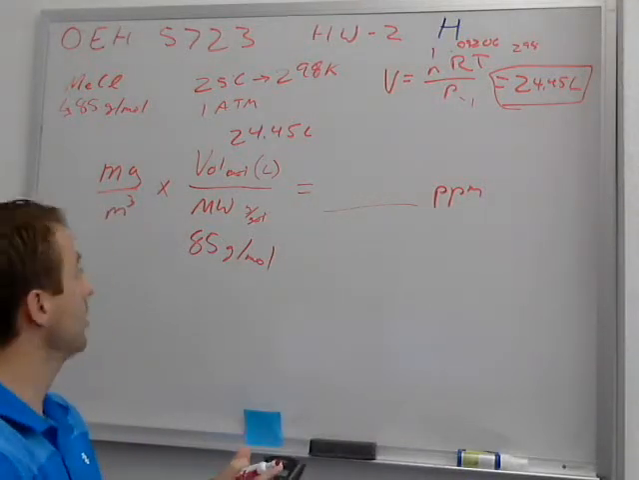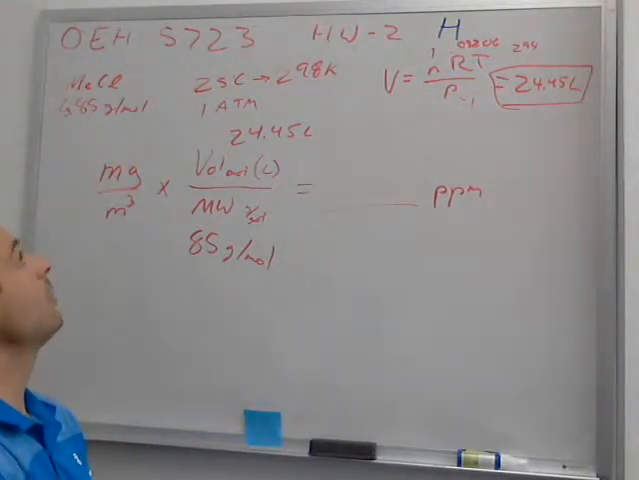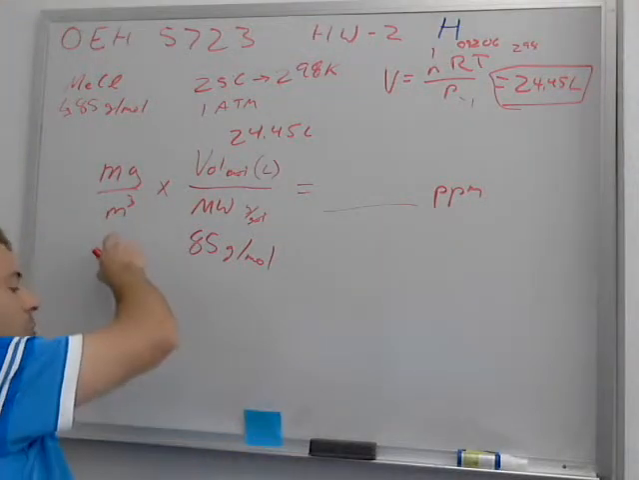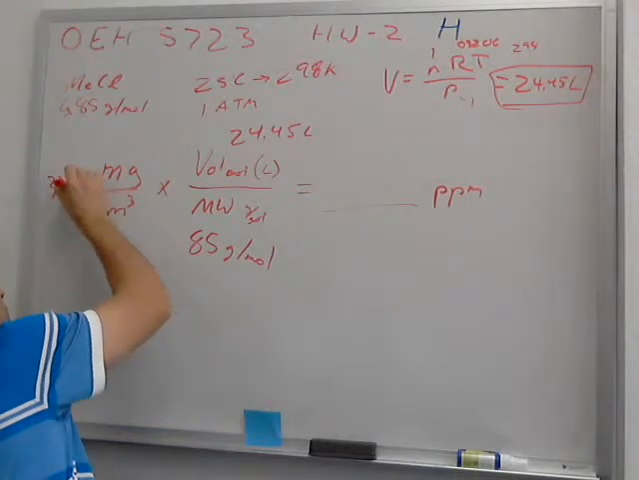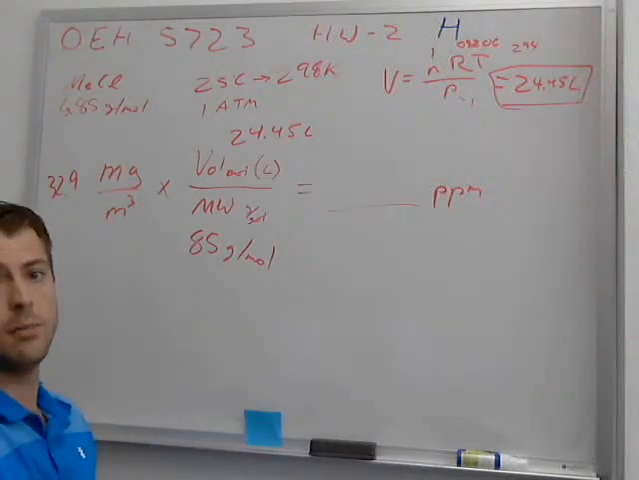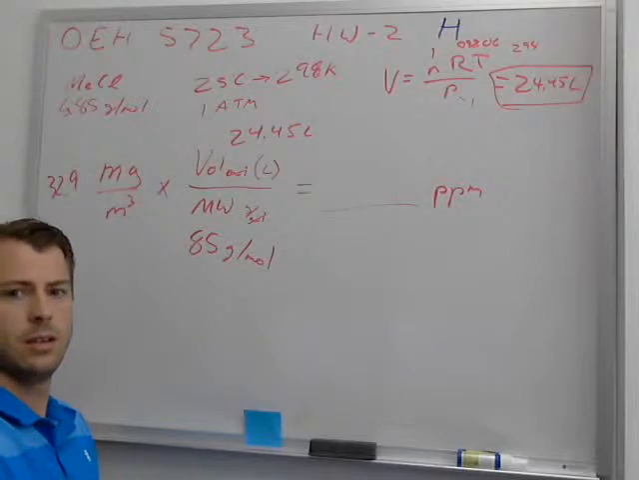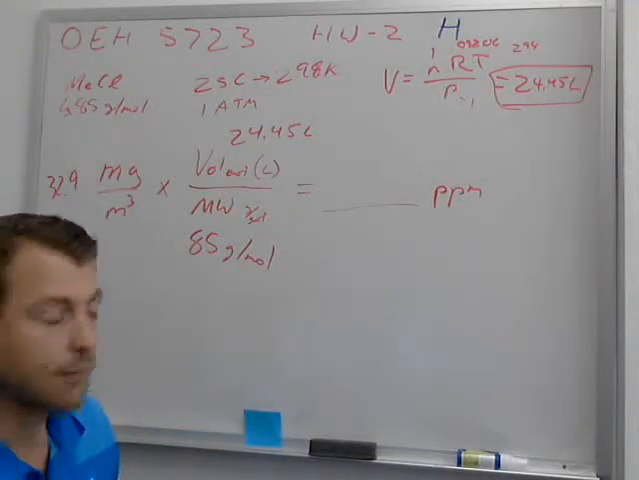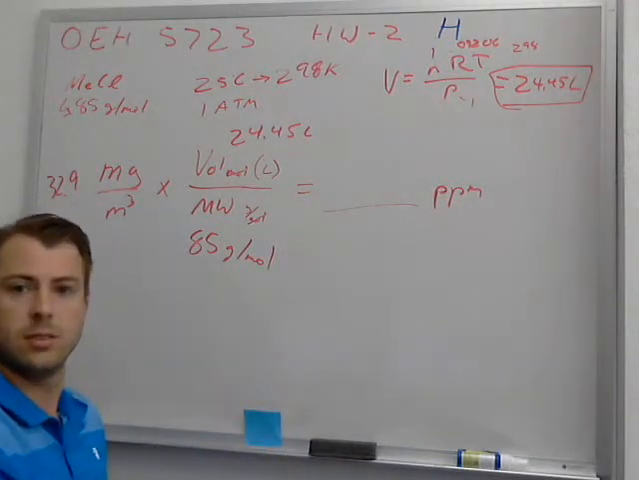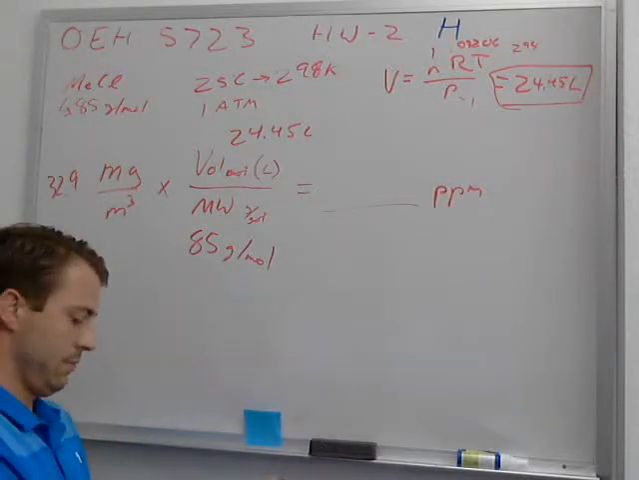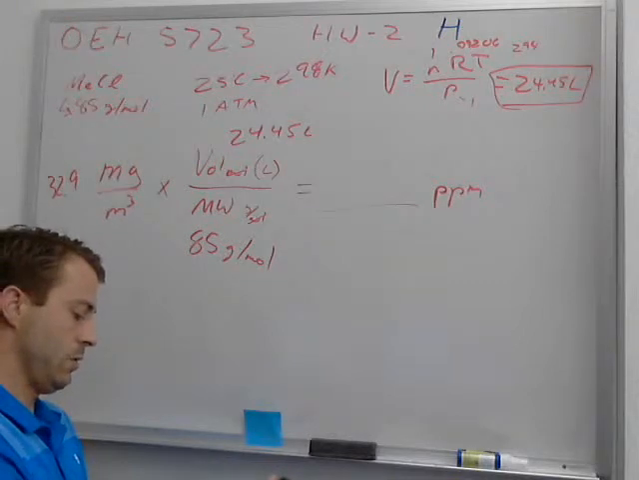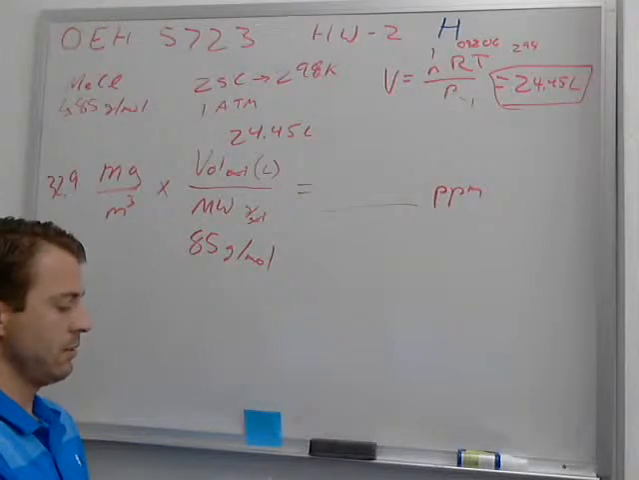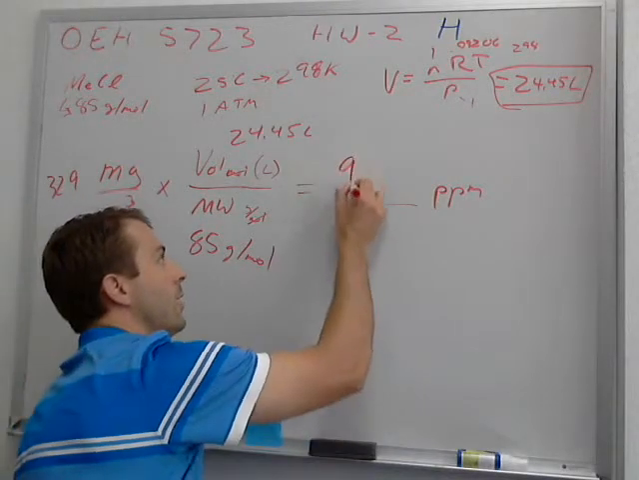And this gives us ppm. So we started off with some milligrams per cubic meter. In the problem, it was 32.9. So 32.9 milligrams per cubic meter. Is that showing up? Yeah. It's a little bit slow. Anyways, 32.9 times 24.45 divided by 85. And so we get 9.46 or 9.5.